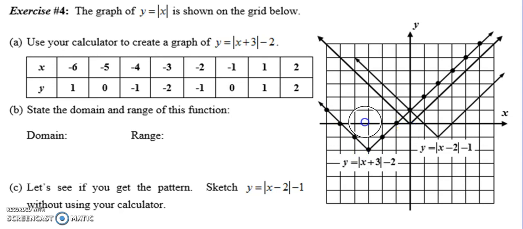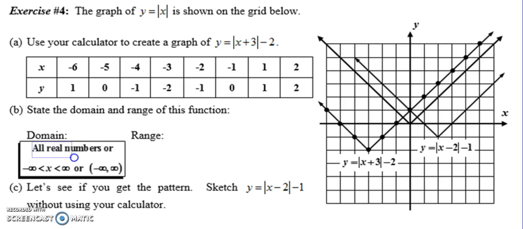It shifted to the left 3, down 2. So it looks like the domain could be any numbers, because I could just keep going this way and keep going that way along the x. But on the y, we do have a minimum value. So the domain is going to be all real numbers, or from -infinity to +infinity. But the range does have a minimum value, and it would look something like that.